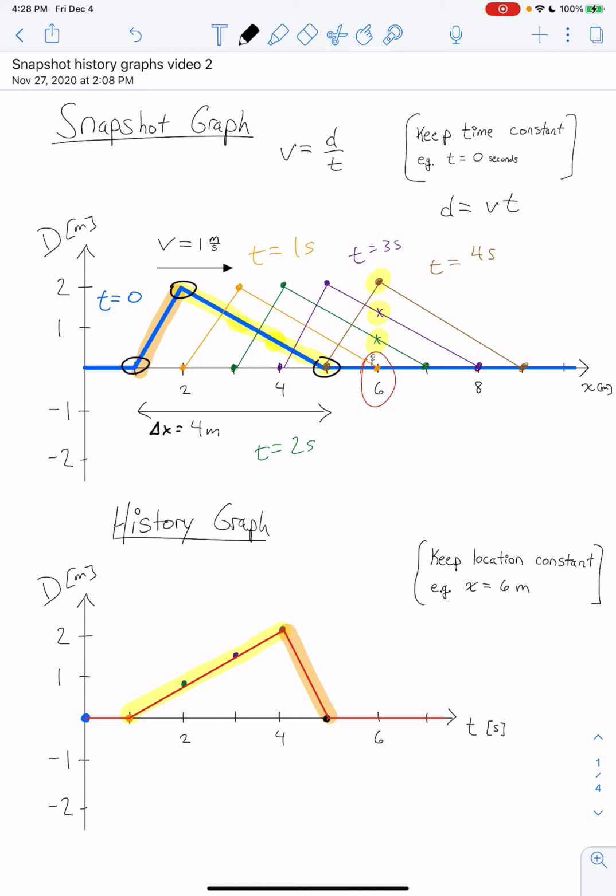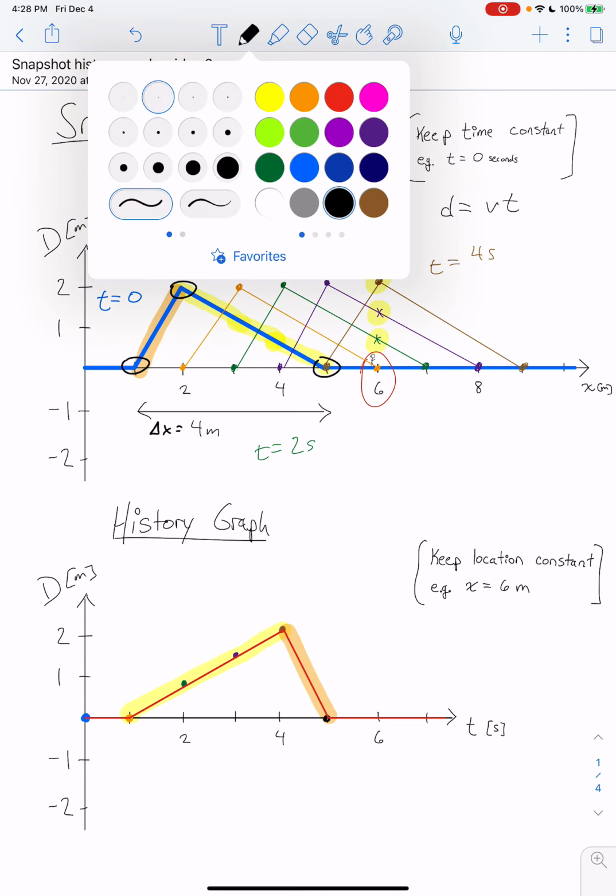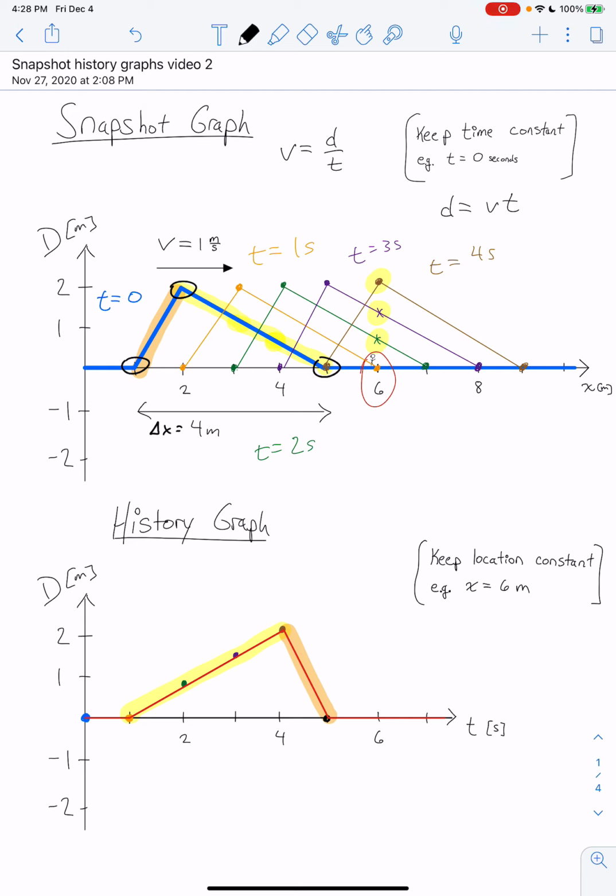So if we ask ourselves, well, what amount of time is it going to take before the wave reaches the point of interest? Well, to go a delta x of 1 meter at a velocity of 1 meter per second, well, that's a delta t of 1 second. So that's how we get our start of the wave.